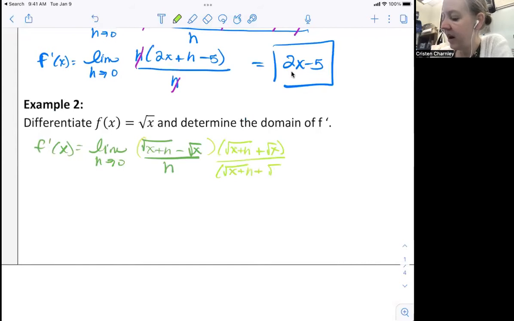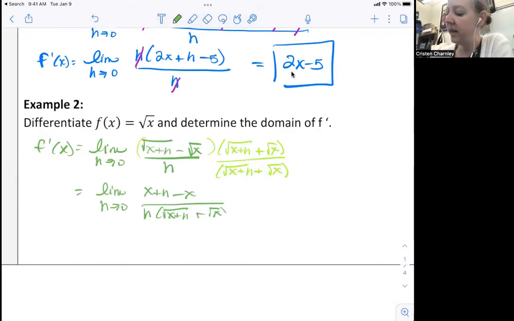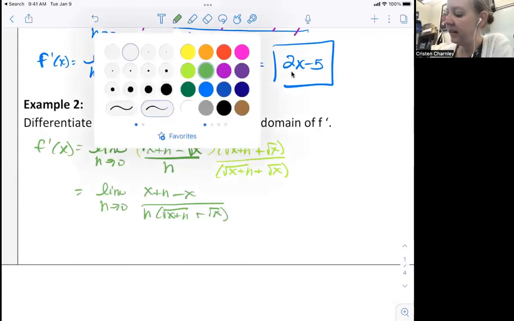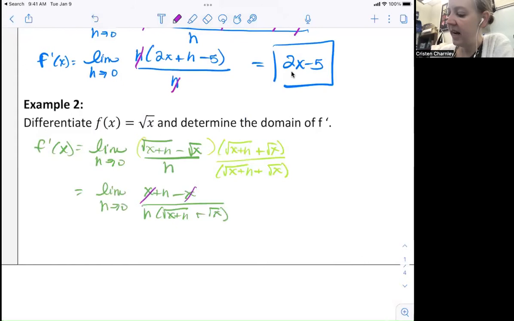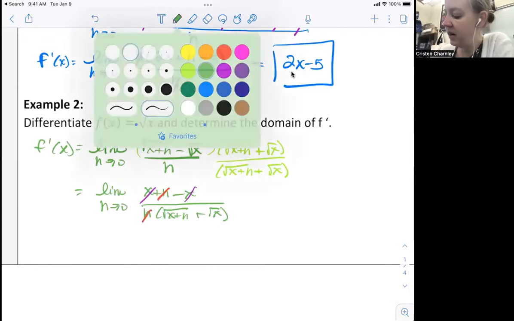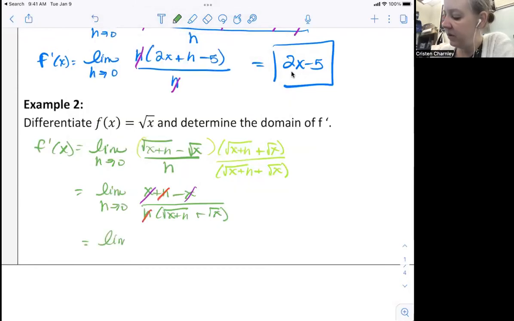If we were in class together, I would ask, okay, where do you FOIL? You would FOIL on the top in this case. So this is the limit as h approaches 0 of x plus h minus x. The denominator is h times the square root of x plus h plus the square root of x. So in the numerator, what cancels out? The positive x and the negative x. I'm left with an h, so instead of rewriting that, I'm going to cheat a little bit and just cancel this h with this h. Now, what's left in the numerator? The limit as h approaches 0.